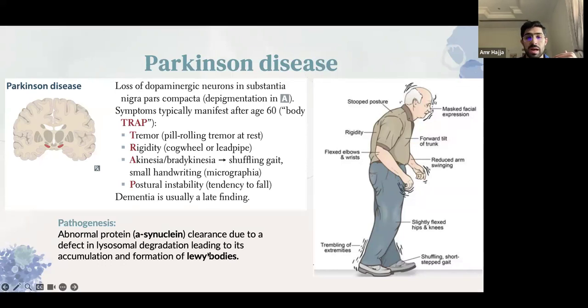Every protein will eventually be broken down. So whenever we have a defect in breaking down these proteins, which is a result of a defect in lysosomal degradation, these proteins are going to accumulate in the form of what's called Lewy bodies. Lewy bodies basically consist of alpha-synuclein.